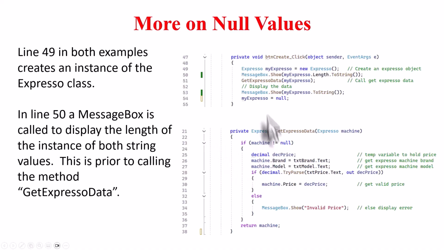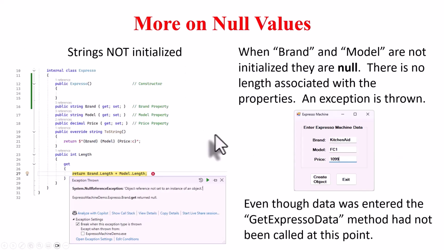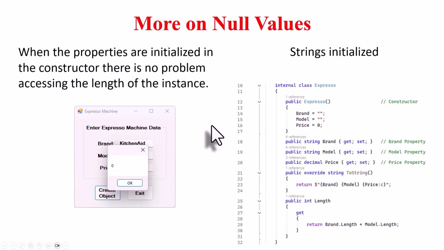Right down here, we create the instance, and we look for the Length and try to display that in our ToString and show it in there. We never get to the get Expresso piece on here. So what's happening? It's dying. Even though data was entered, the get Expresso data method had not been called at this point, so we end up throwing an error. Now, if we do have initialized properties in the class, there's no problem.